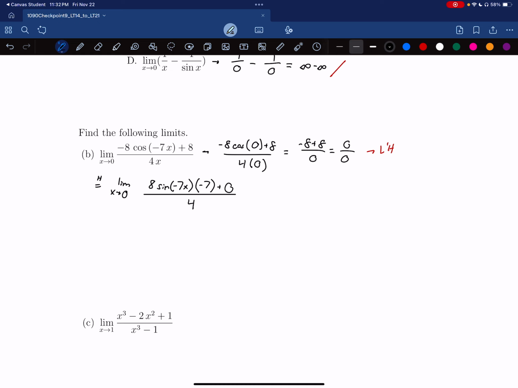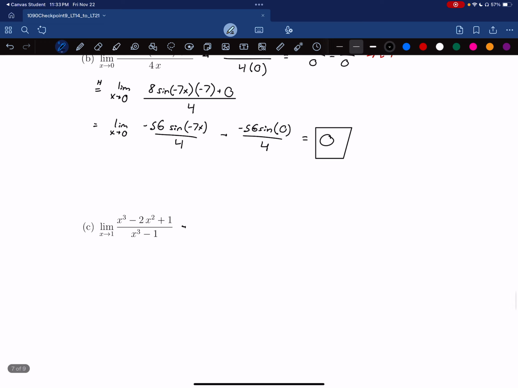All right. So now we actually want to evaluate this limit. I guess rewriting once more, we'll have negative 56 sine of negative 7x over 4. I plug in 0. So we'll have negative 56 sine of 0 over 4. And sine of 0 is 0. So this answer is 0. Great. Now on to part C.